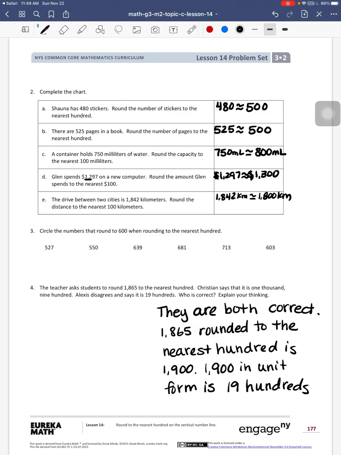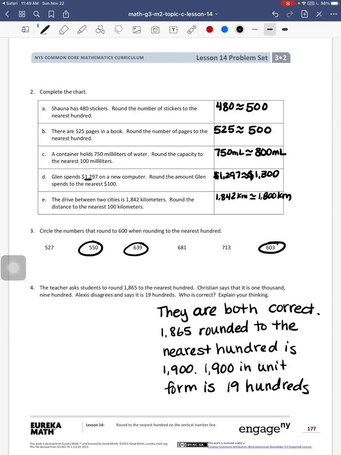Circle the numbers that round to 600 when rounding to the nearest 100. Does 527 round to 600? No, that would round to 500. What about 550? Yes, that would round to 600. 639? Yes, that would round. 681? Nope, that would round to 700. 713? No, there's no way that would round to 600. How about 603? Yes, 603 would round.